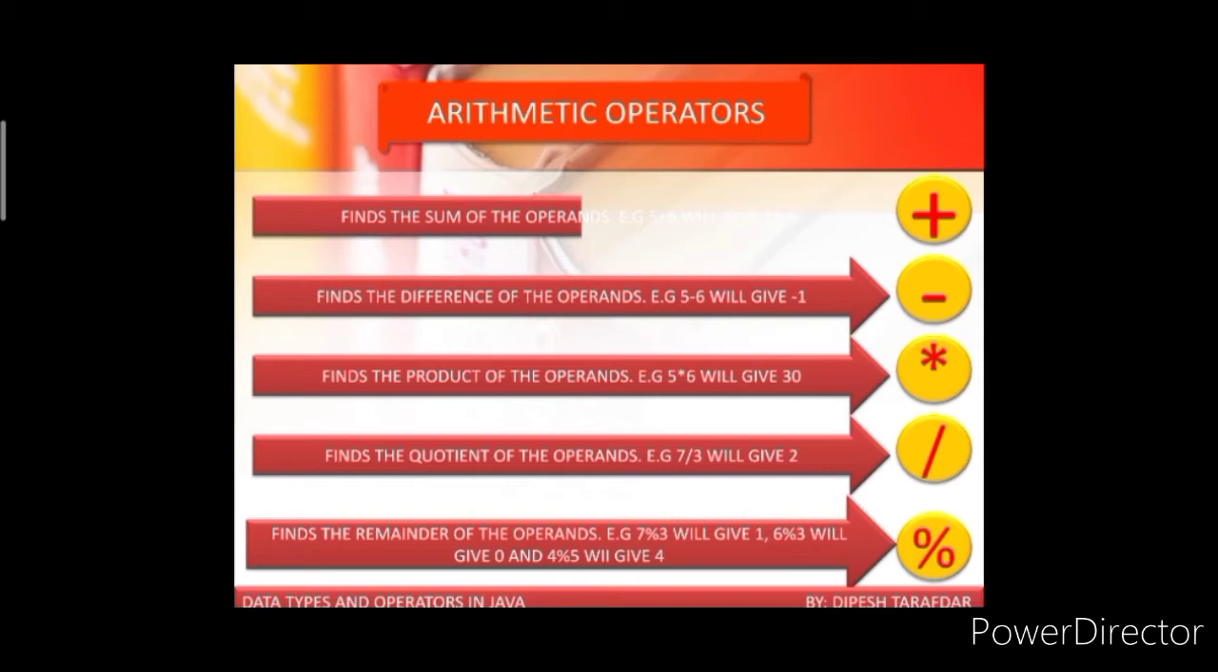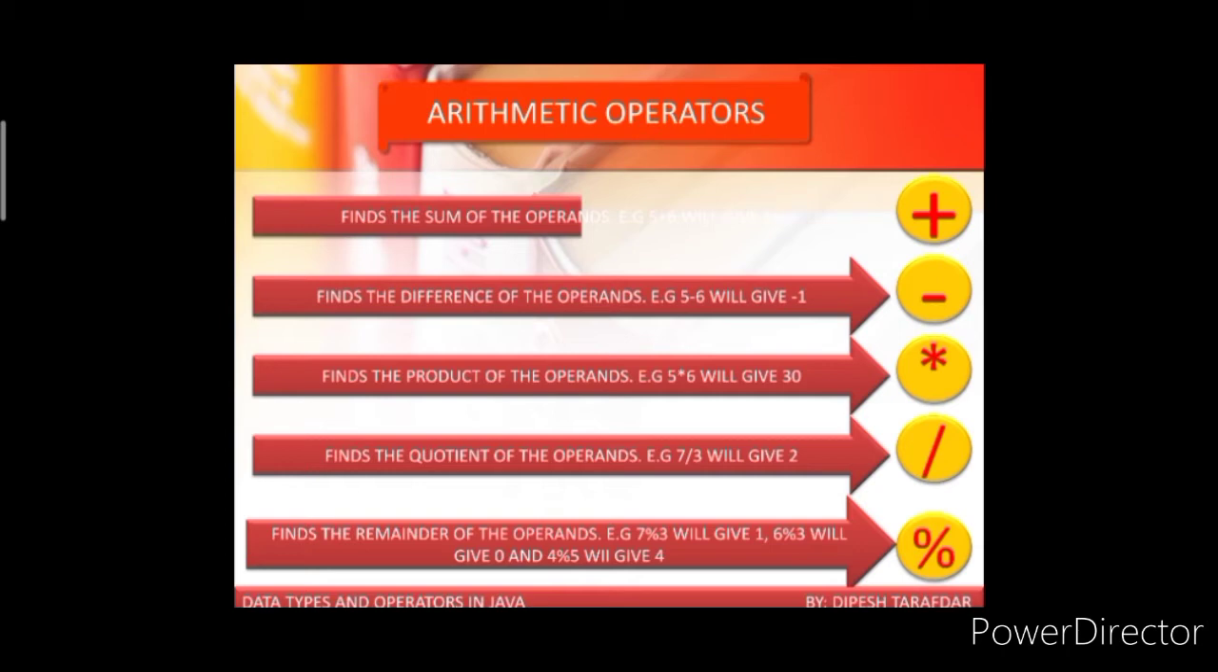Slash and percentage sign, that is modulus, both are used for division, where slash returns the quotient. So if you are using slash for dividing two values, it will give you the quotient, and if you are using modulus for dividing the values, it will return the remainder. Like 7 slash 3 will give you 2, the quotient is 2, and 7 modulus 3 will give you 1. Now one more thing over here: if both the values you are using are integer type, that is integer literal or integer variable, then your result will be an integer.